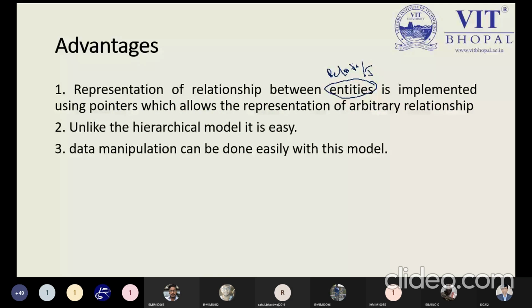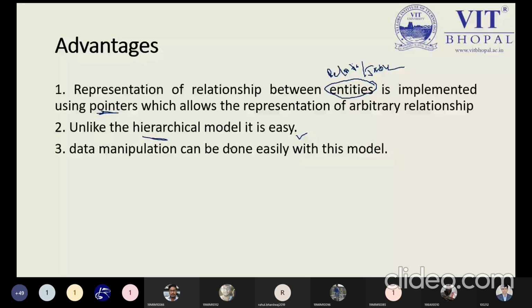It is implemented using pointers. Okay, why pointers? Because a particular thing will keep the information about the other thing in the form of pointers. Pointers mean we keep the information about the memory locations, which allows the representation of arbitrary relationships. Unlike the hierarchical model, it is easy. So what is the next model we have? That is the hierarchical model. And data manipulation can be done easily with this model.